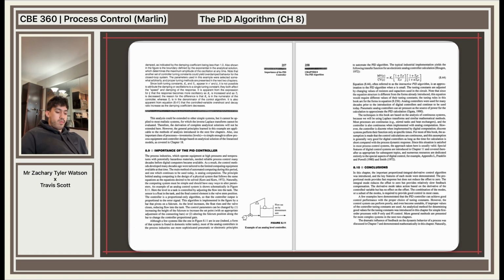And then we're given the conclusion. I'll read the conclusion. In this chapter, the important proportional integral derivative control algorithm was introduced, and the key features of each mode were demonstrated. The proportional mode provides fast response, but does not reduce the offset to 0. The integral mode reduces the offset to 0, but provides relatively slow feedback compensation. The derivative mode takes action based on the derivative of the control variable, but has no effect on the offset.